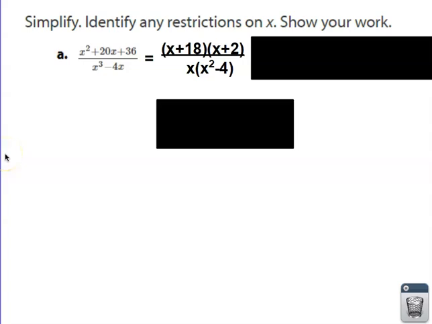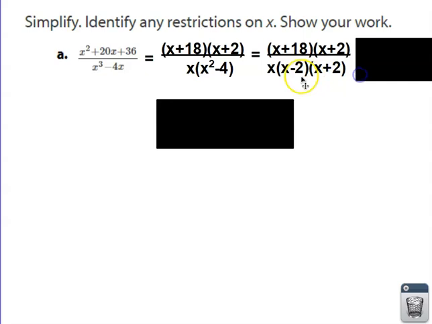I wanted to point out real quick, something that tends to happen is students forget about factoring out a GCF. In the denominator, both terms have an x, so you should factor out the x. And then another common mistake is to think that you're finished factoring here, but this is a difference of squares, so you need to factor that further into x minus 2, x plus 2. So the numerator factors into x plus 18, x plus 2. I know 18 times 2 is 36, and 18 plus 2 is 20. So that's how I figured that out. And then the denominator factors into x parentheses, x minus 2, x plus 2.